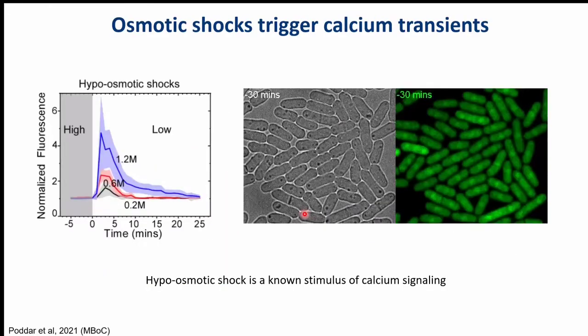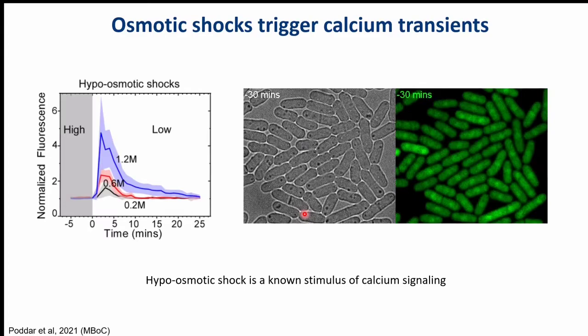So to check and functionally validate this expression system, we express this GCaMP in our fission yeast cells. We first use hypoosmotic shock, which is a known trigger for calcium signaling pathways. We used different doses of hypoosmotic shock, and we found calcium signaling is triggered in a dose-dependent manner. That means as we increase the dosage or intensity of the hypoosmotic shock, we found the intensity of the calcium spikes or transients to increase sharply.